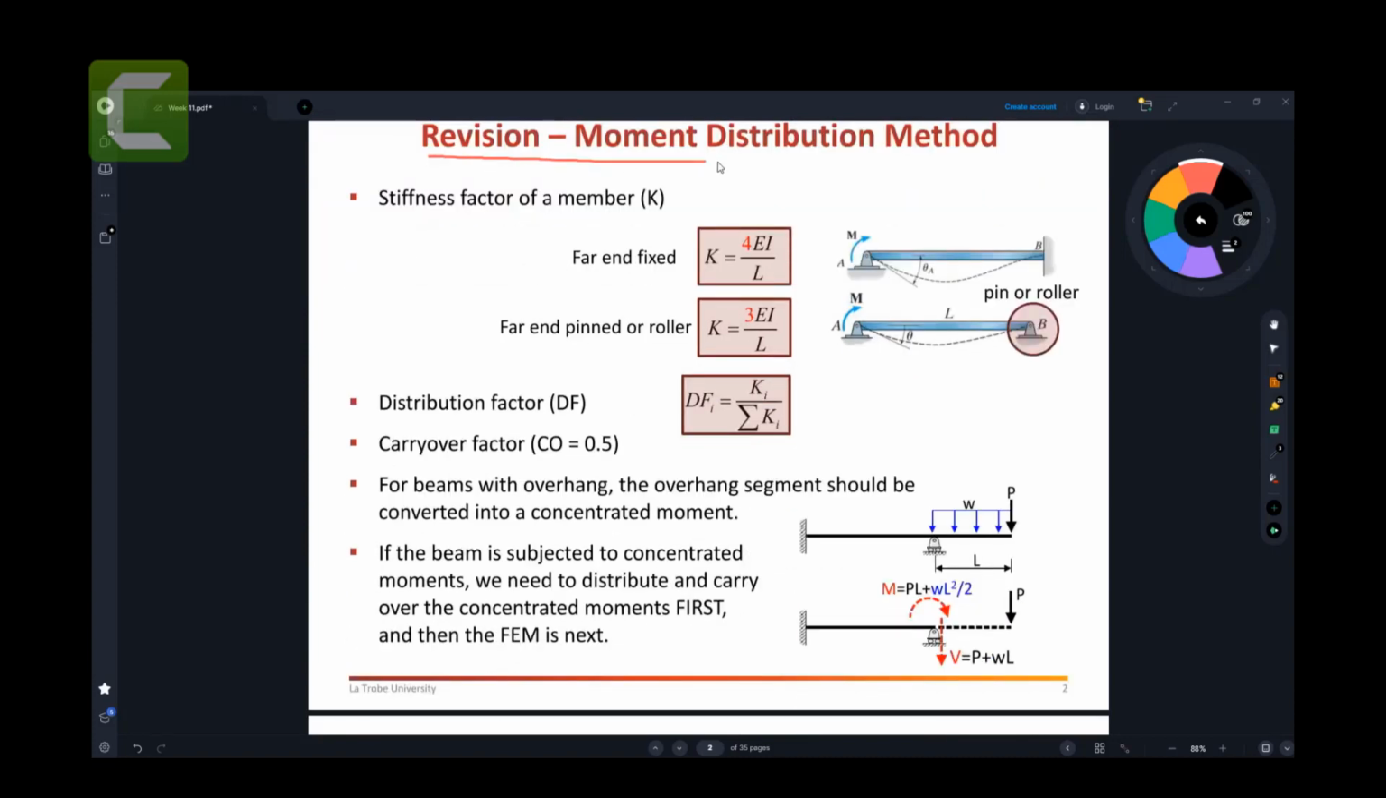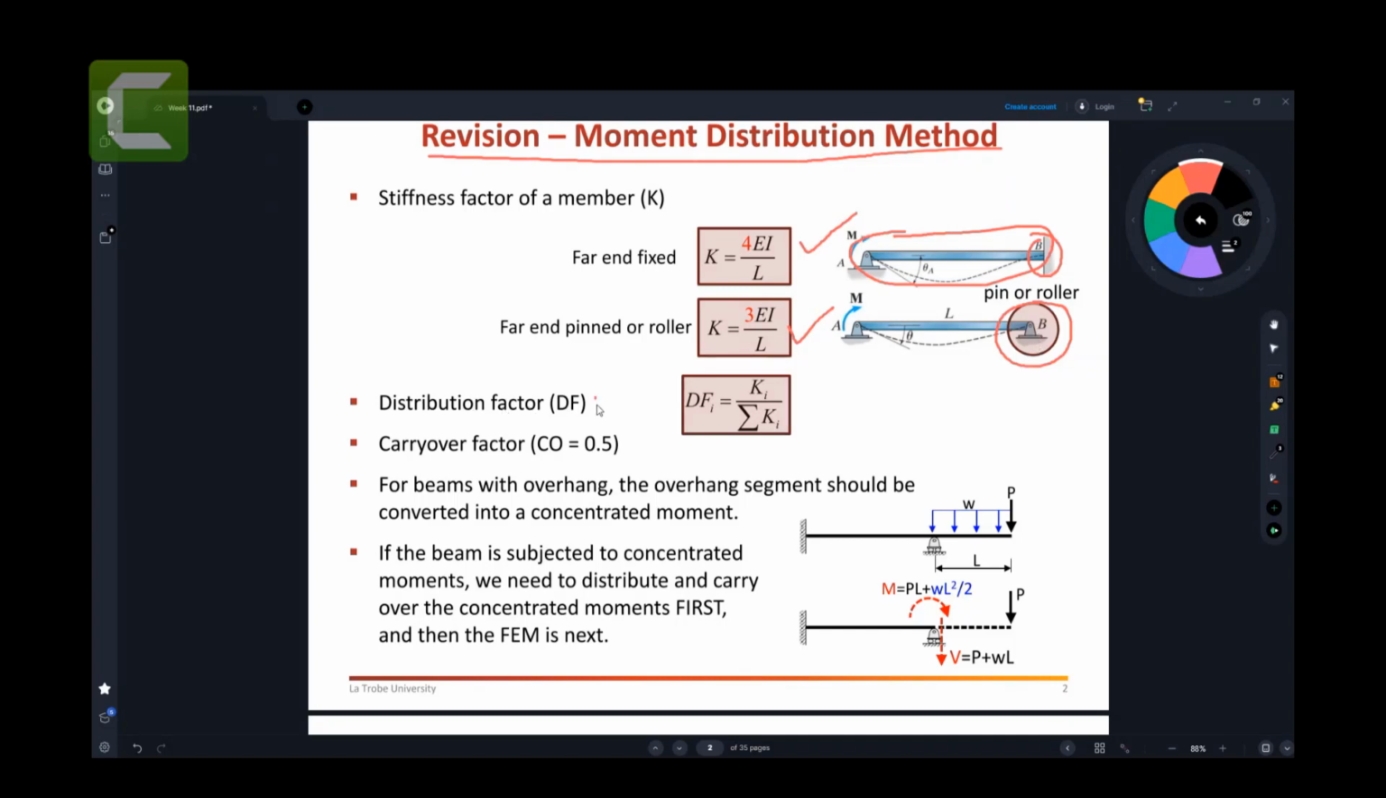Now, revision of the moment distribution. Last week we talked about moment distribution. There are a few terminologies that I have introduced. You can find the stiffness of the beam elements. When your far end is fixed, you can use 4EI over L. When your far end is pin or roller, you can use 3EI over L. So there are only two equations to calculate the stiffness of the beam elements by looking at the far end of the supports, like the fixed supports and the pin supports.